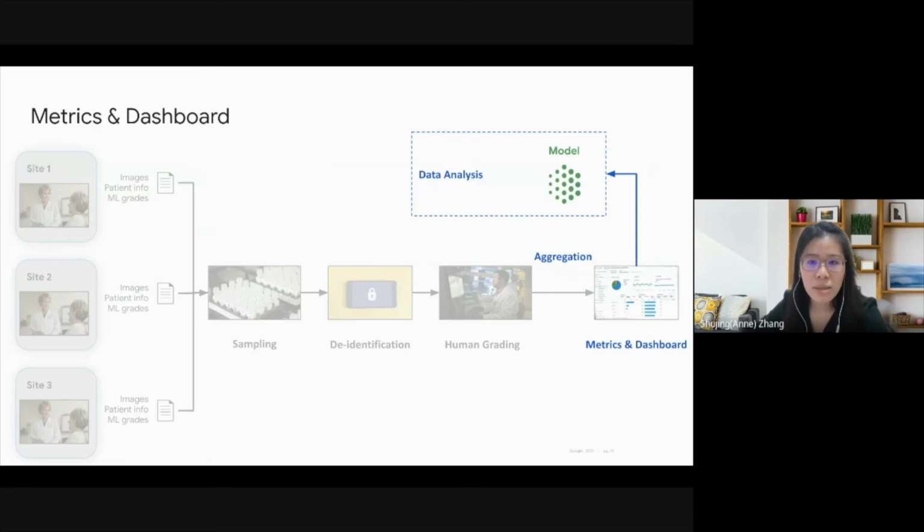The last part is the metrics and dashboard. The aggregation pipeline aggregates the human grades, ML grades, and case data into a formatted data structure, and then we surface those aggregated data to a dashboard. We apply k-anonymity before we release the data to the dashboard, so that under any metrics, there are at least k people who share the same metrics value. This will reduce the risk of re-identifying individuals who are the subject of the data. And then ML engineers from Lou's team will use metrics in the dashboard to analyze the model performance and assess if we need to do retraining for the model.